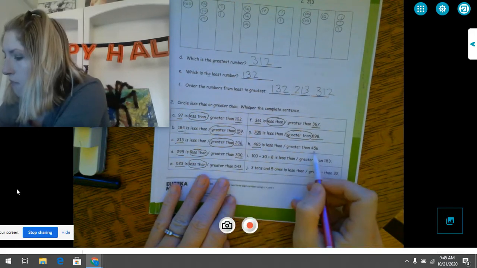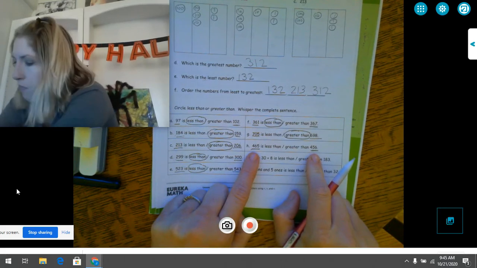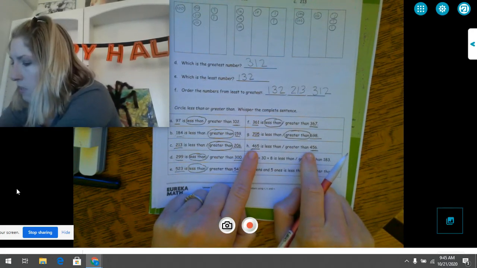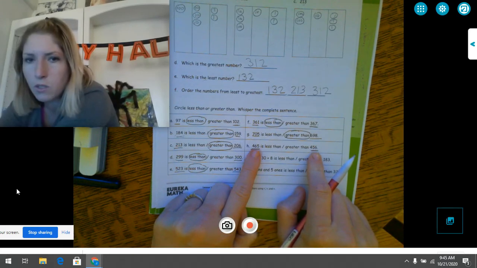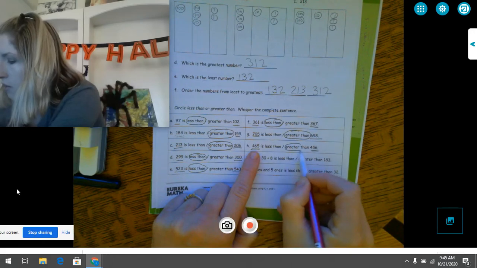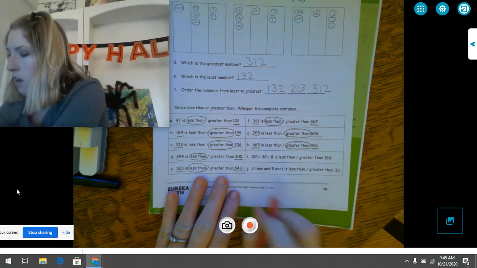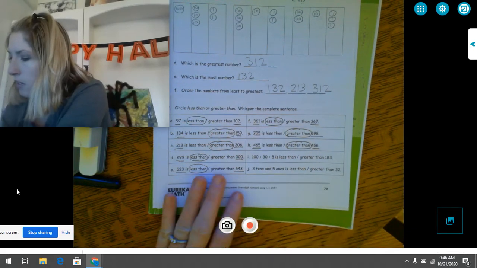Look at 465 and 456. They have the same digits, just in a different order. So 4 in the hundreds place. So we look at the tens, 6 in the tens place here and a 5 in the tens place here. So this one is greater. 465 is greater than 456.